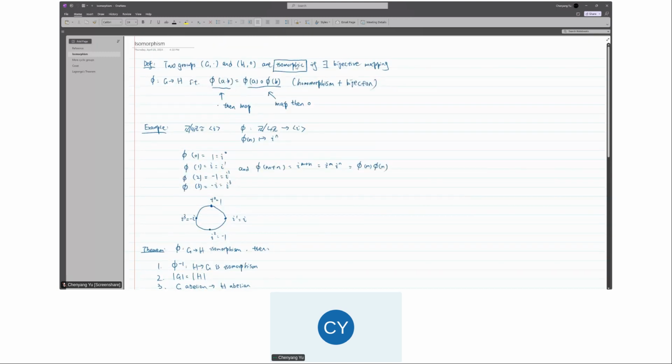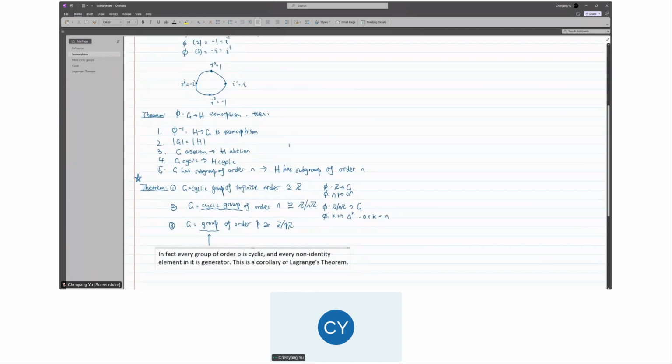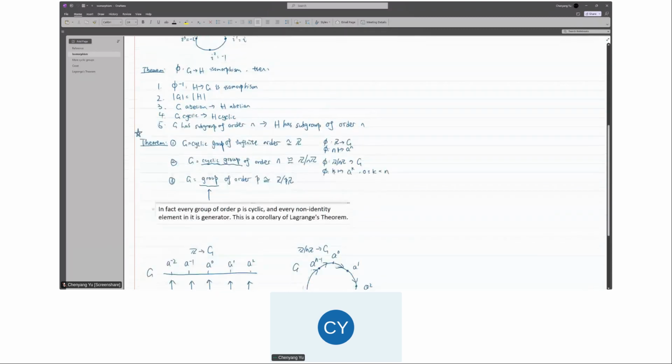So basically, you can think of isomorphism as the group G is equal to the group H. It also has a property saying if G has a subgroup of order n, then H has that same subgroup of order n. And so this theorem basically says the properties transfer to the other group.